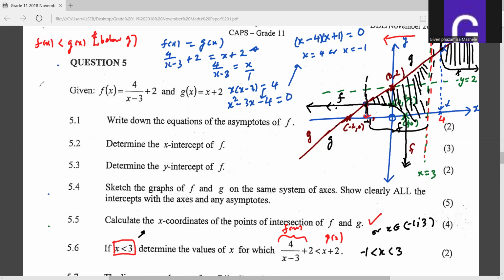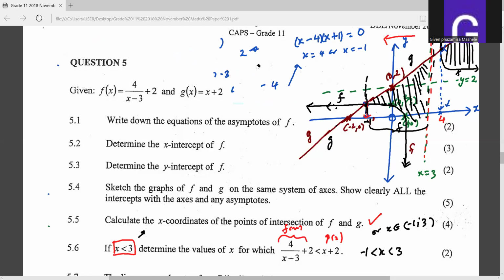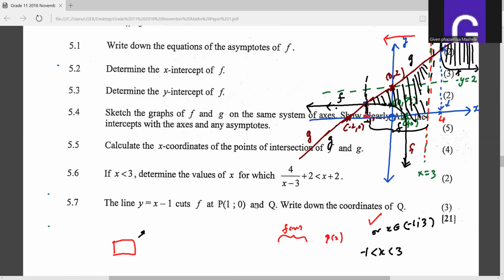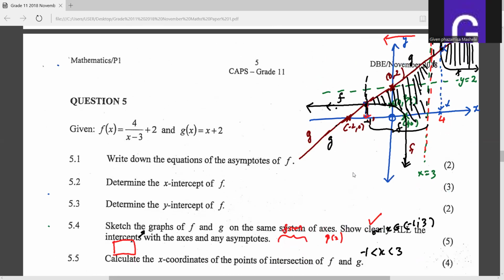Okay, now let's move on to the next question. The next question says, the line y equals x minus 1 cuts the f at point p, (1, 0), and also at q. Write down the coordinate of q. So let's write this equation.